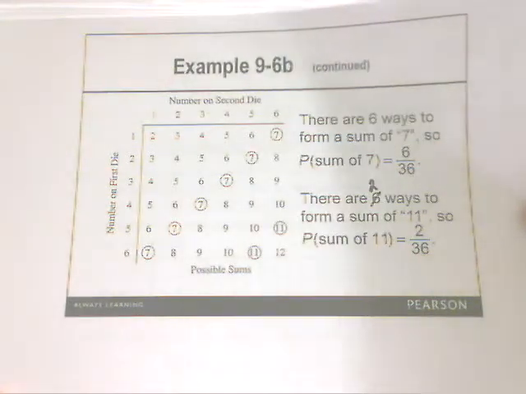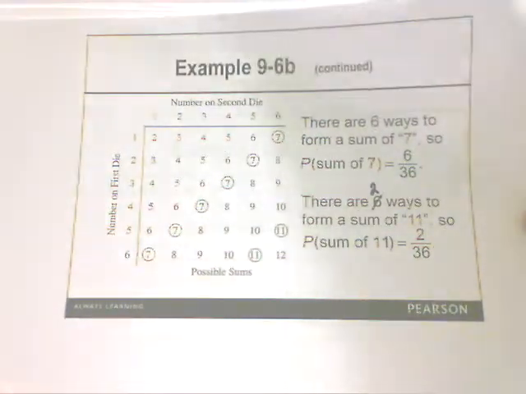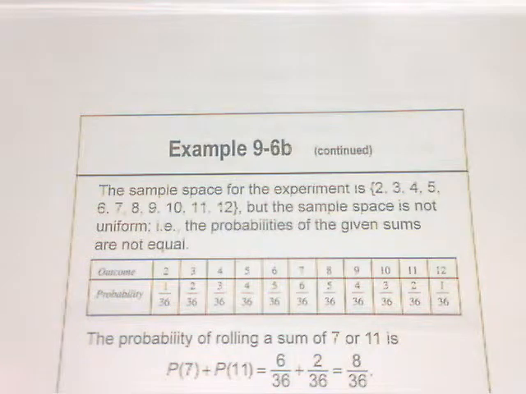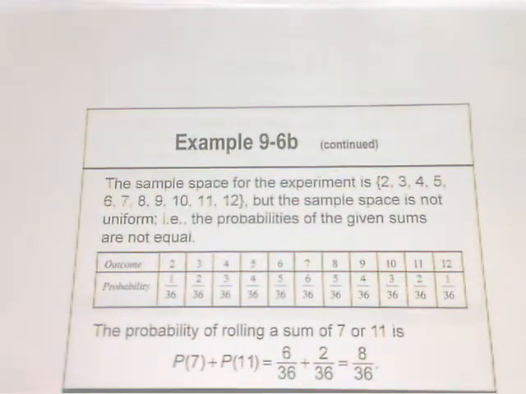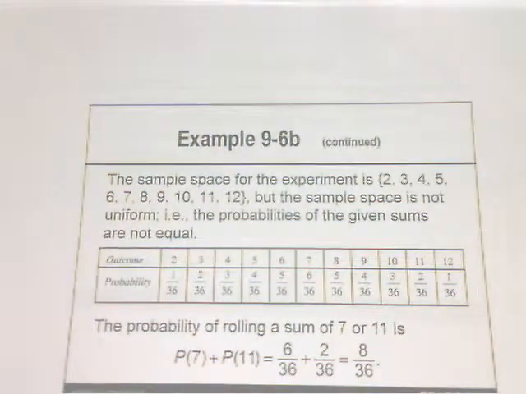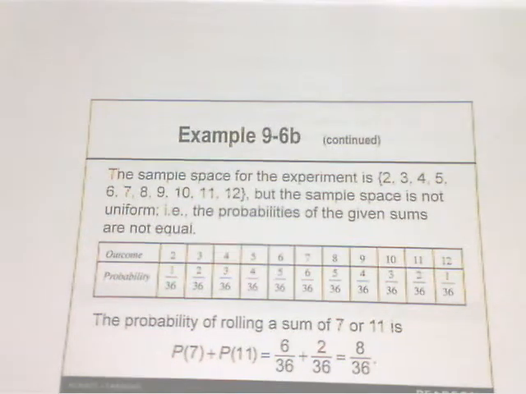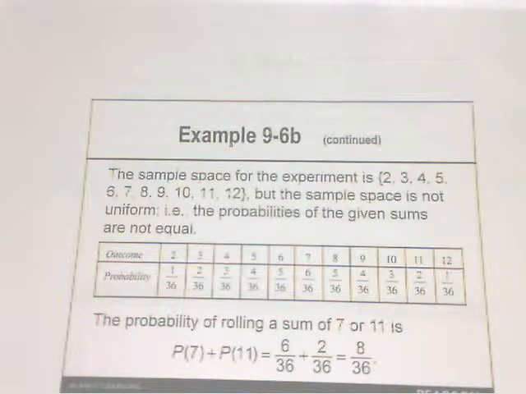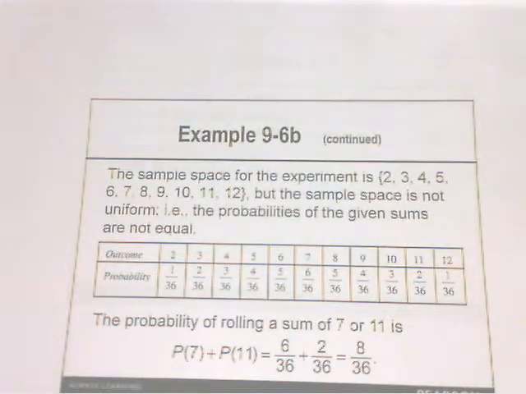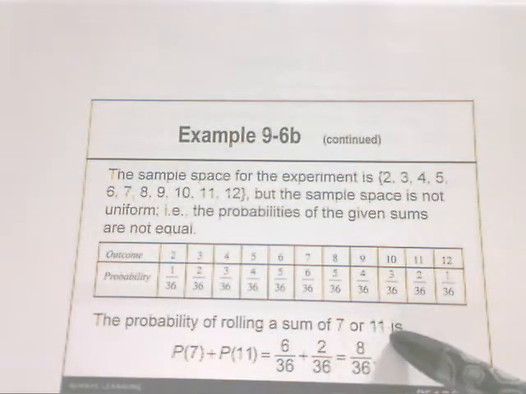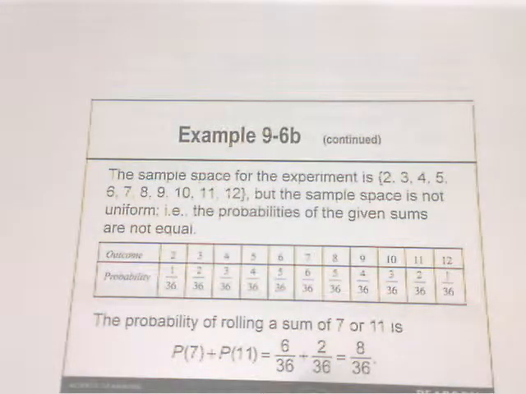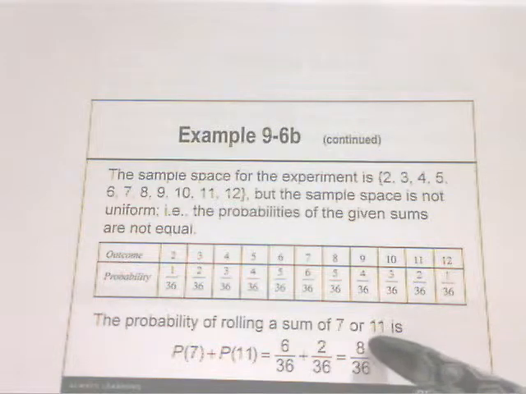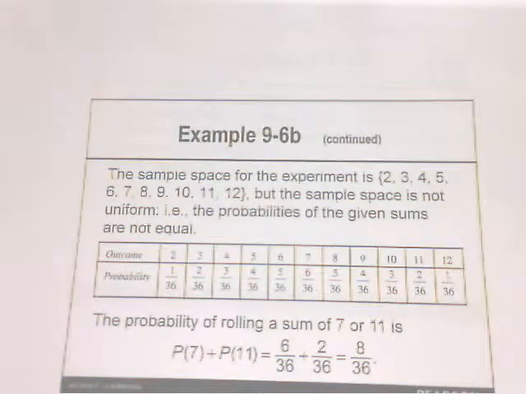Okay, now to answer the question of the probability of rolling a 7 or 11, as you can see here, so the sample space for that experiment will be 2, 3, 4, 5, 6, 7, 8, 9, 10, 11, and 12. But the sample space is not uniform. That means that the probability of the given units are not equal. So that means that the probability of rolling 7 or 11, that's 6 out of 36, plus 2 out of 36, which will be 8 out of 36.